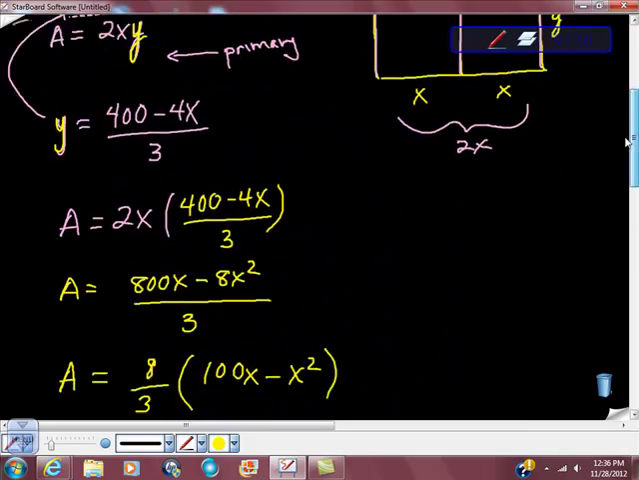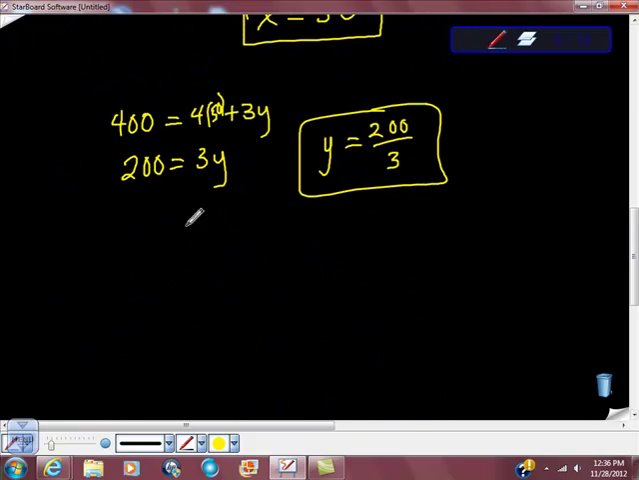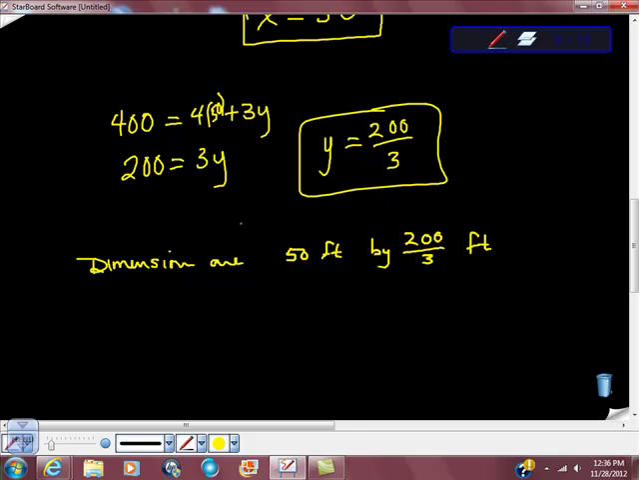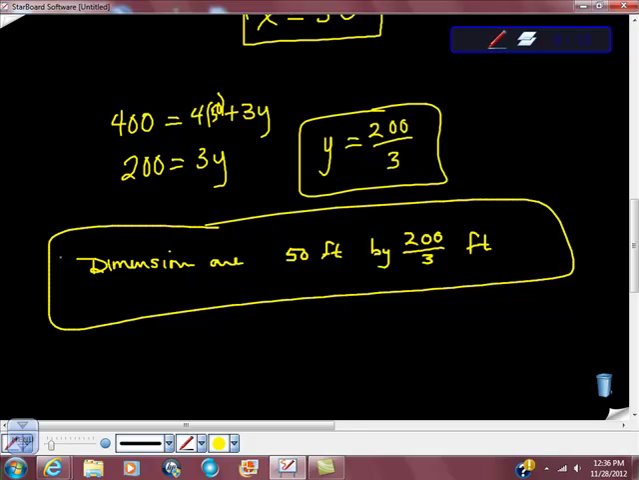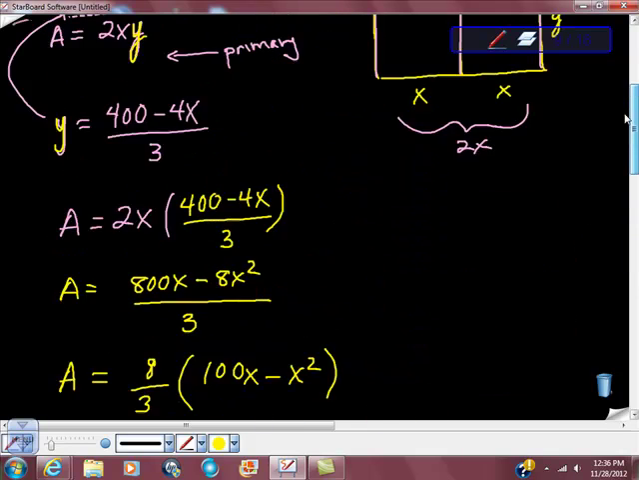We have feet of fencing. That's what I was looking for. So now I have to answer the question that was asked. So the dimensions are 50 feet by 200 over 3 feet. And there's our answer.